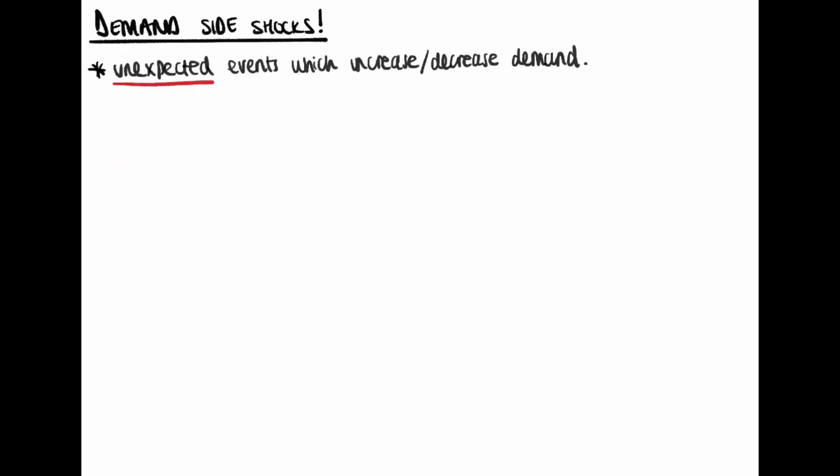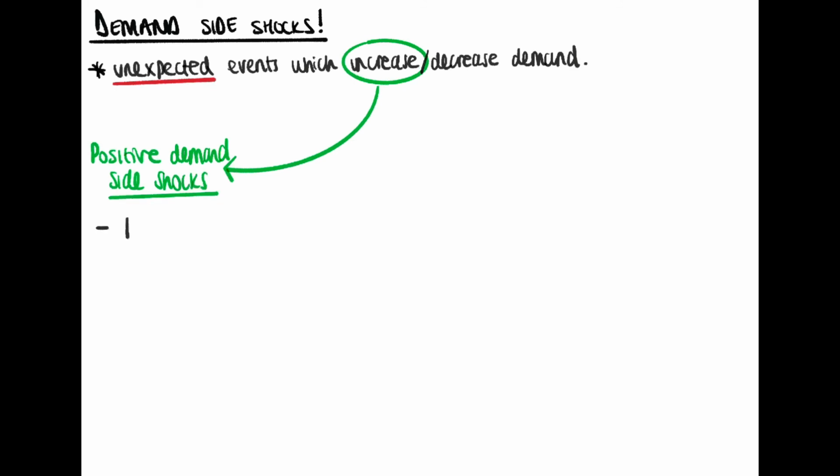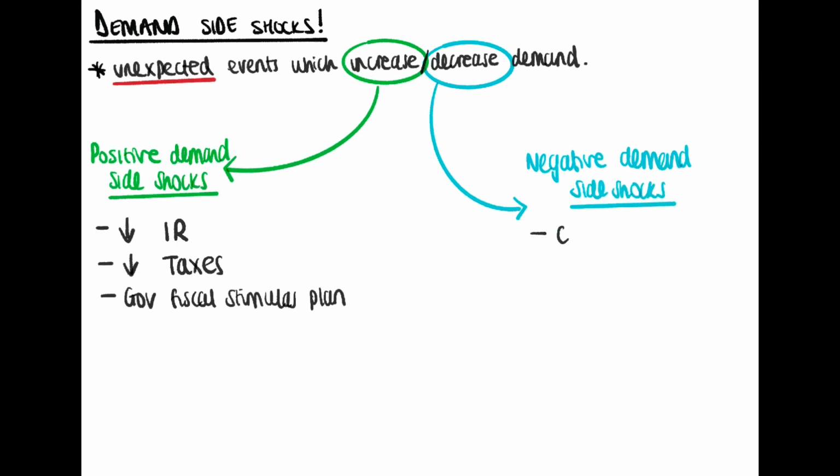Demand-side shocks are unexpected events which could either increase or decrease aggregate demand. A positive shock would increase AD and a negative shock would decrease AD. So a fall in interest rates would actually stimulate consumption and therefore increase demand. A fall in taxes would do the same, as people would have more disposable income to spend and consumption would increase.